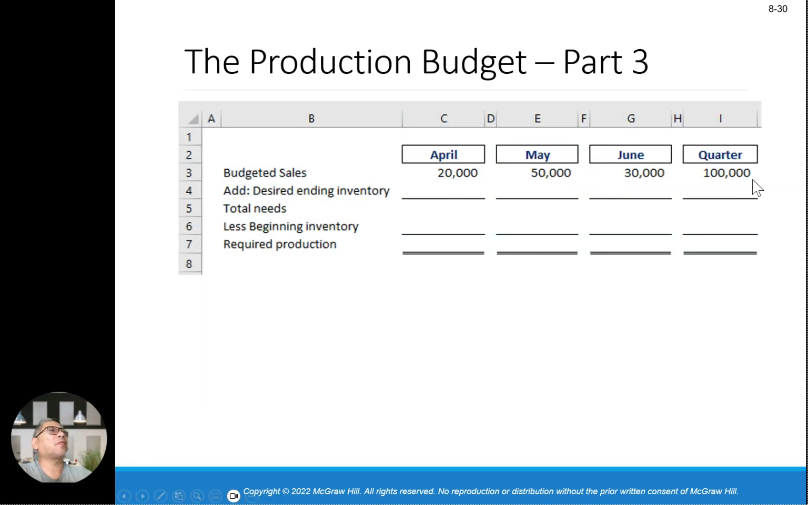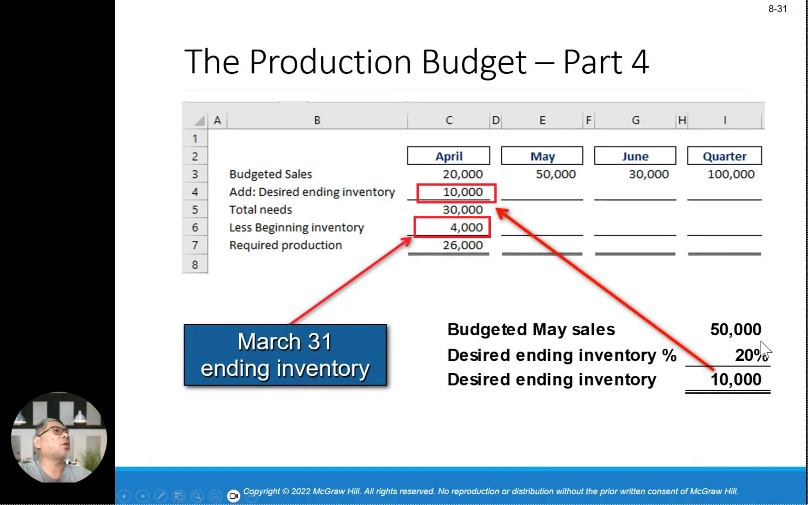This is given to you, and then you've got the logic here. You want a 20% desired ending inventory. So that is budgeted sales. You add the desired ending inventory, which is 50,000 times 20%, which is 10,000. So the total needs are 30,000, less beginning inventory 4,000, required production 26,000. Remember, this is based on the desired ending inventory.